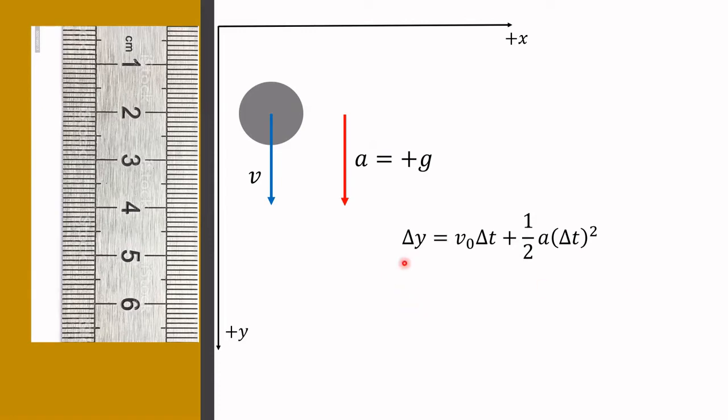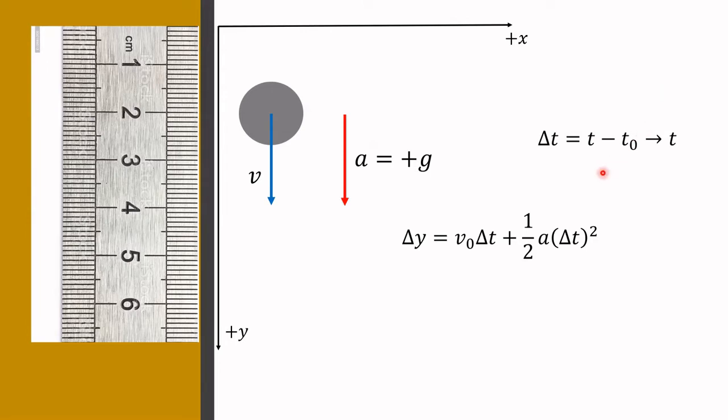The displacement has two contributions. There's the familiar v naught delta t, which you've known for a long time, and now there's an additional displacement due to the acceleration. Let's modify this equation slightly. Remember, delta t is final minus initial. Let's make the same choice.